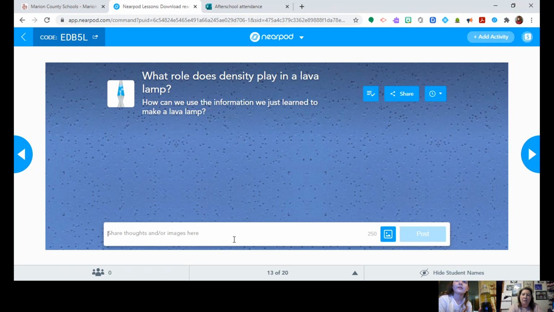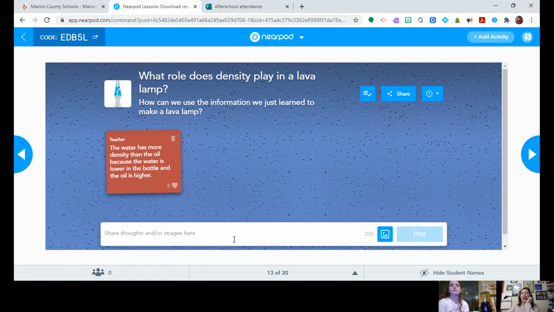Look at your lava lamp and tell me, what do you know about density here? The water has more density than the oil because it's lower, and then the oil's higher. Here's something I found on the web: the water is on the bottom. Is that what you said, or you said it's lower? Lower in the bottle. And the oil is higher.